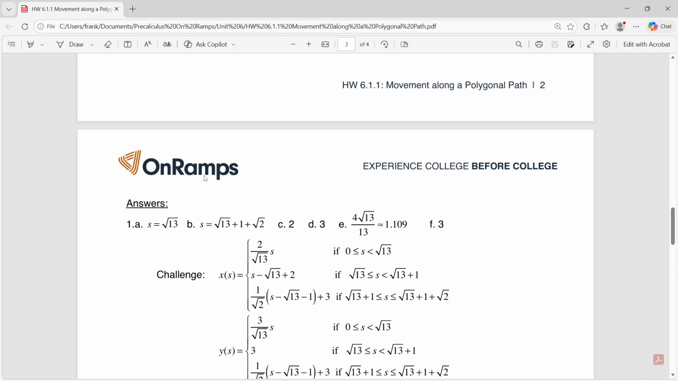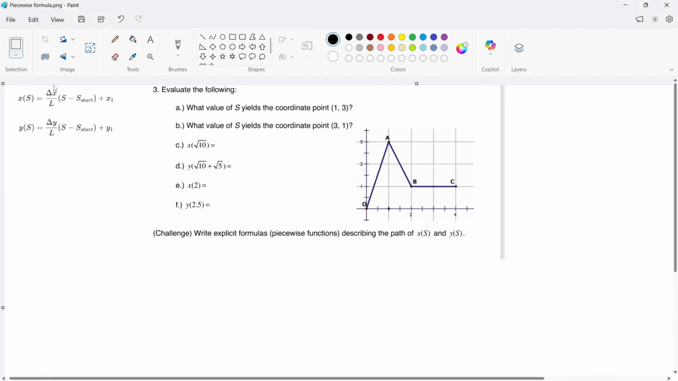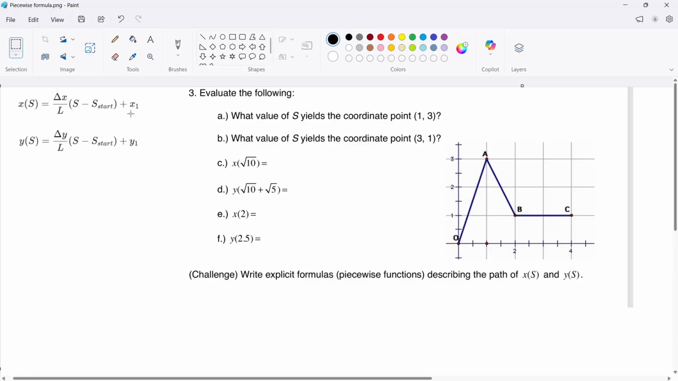Pre-calculus on-ramps. This is something to do with movement along a polygonal path. So along this polygon path, what I'm going to have to do is find the domain of each one of these little segments, then define the function in that segment. It's very easy to do that once you've found the domain. And before I do that, I have to find the length of each segment.